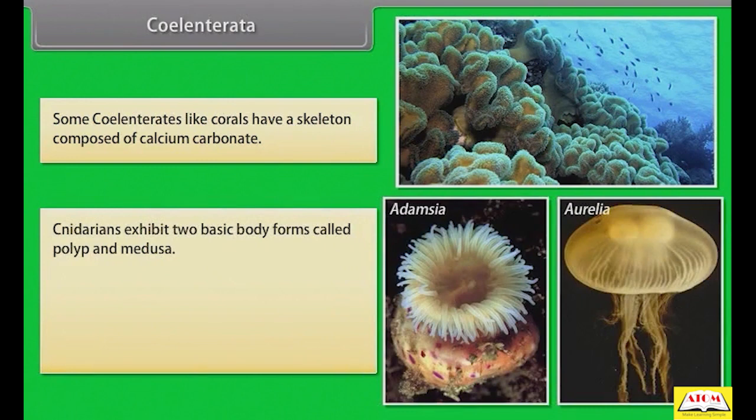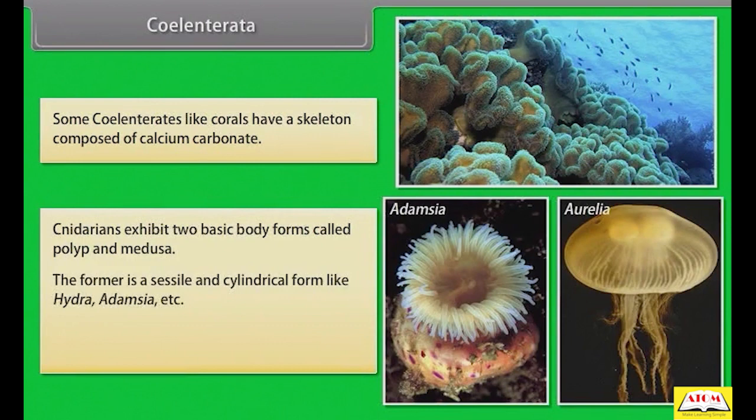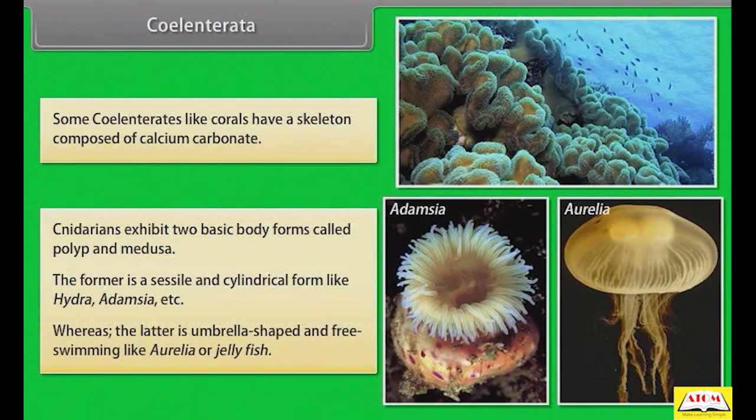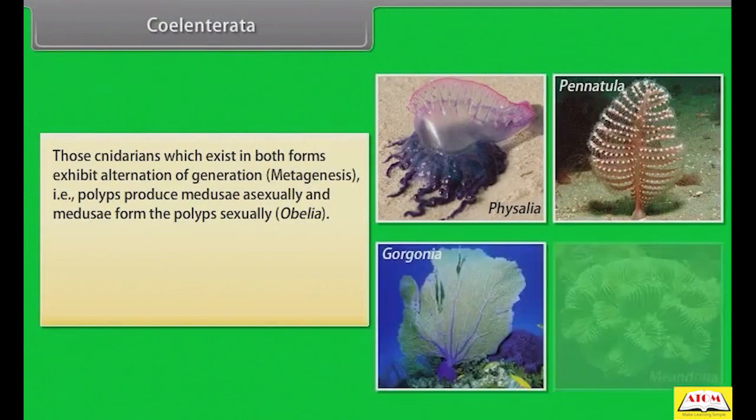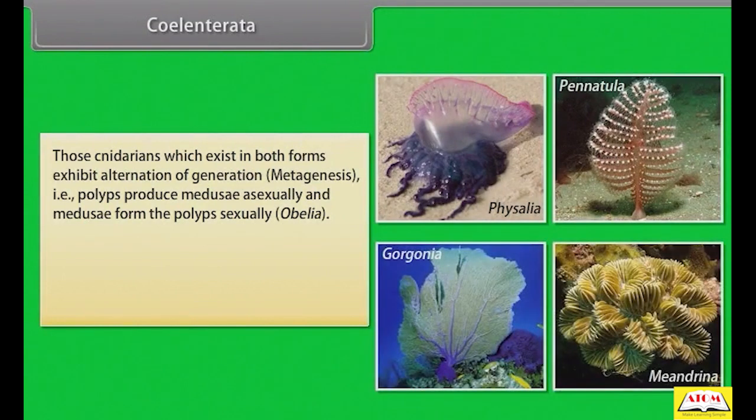Cnidarians exhibit 2 basic body forms called polyp and medusa. The former is a sessile and cylindrical form like hydra, Adamsia, etc., whereas the latter is umbrella-shaped and free-swimming like Aurelia or jellyfish. Those cnidarians which exist in both forms exhibit alternation of generation, that is, metagenesis, where polyps produce medusae asexually and medusae form the polyps sexually, for example, Obelia.